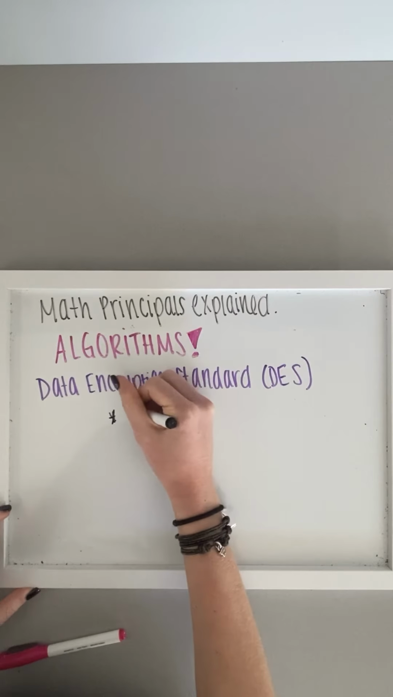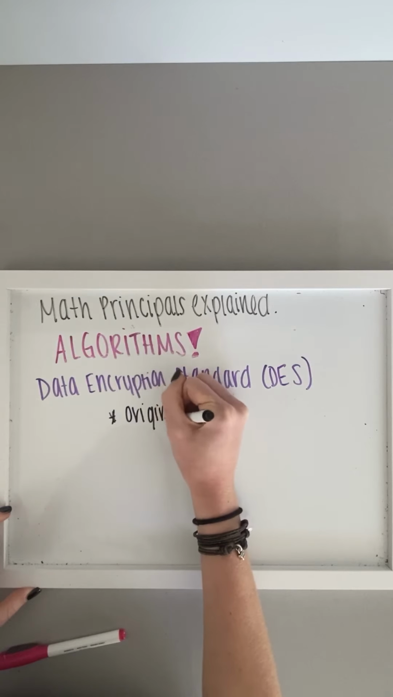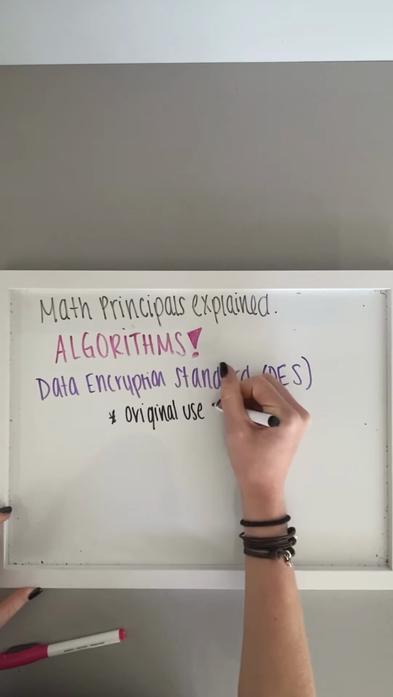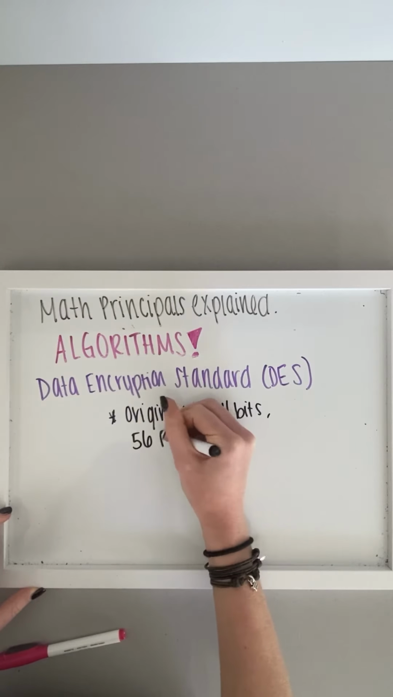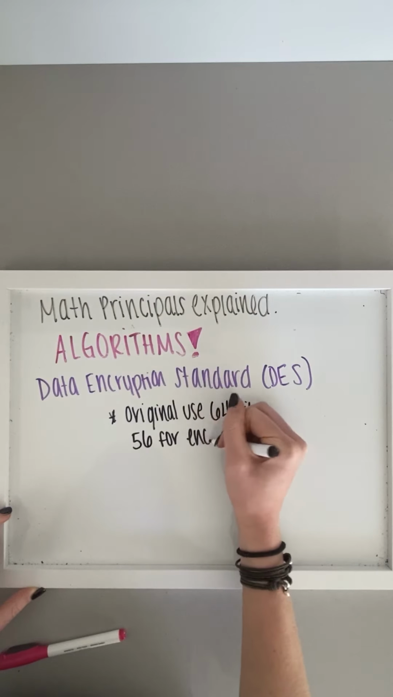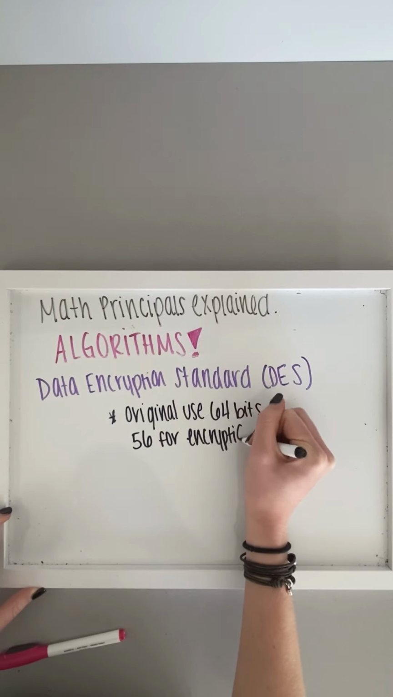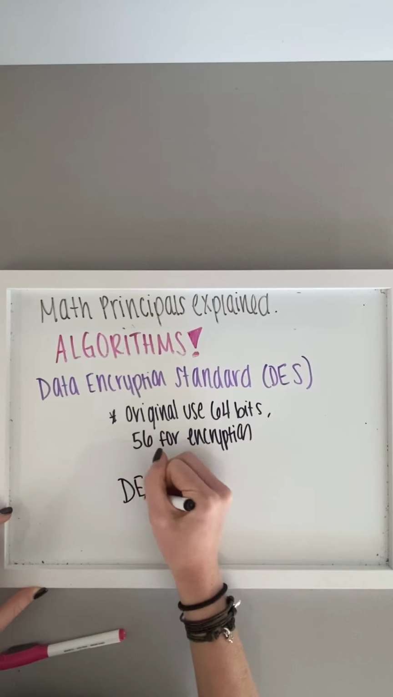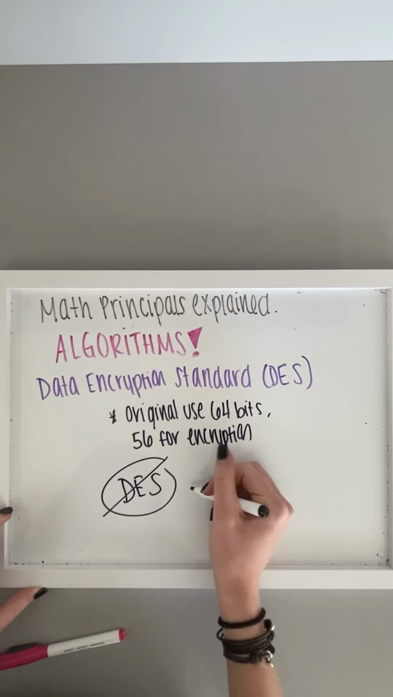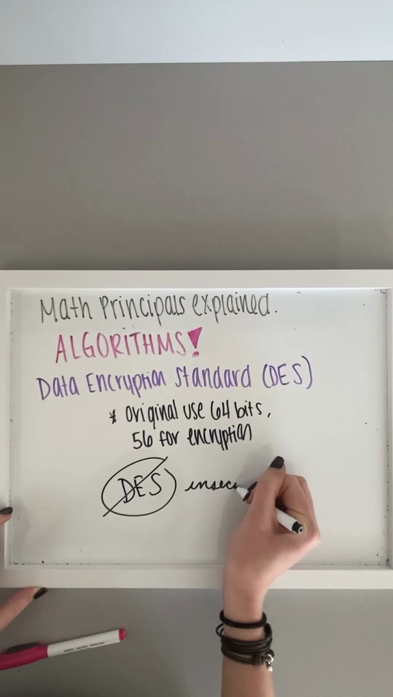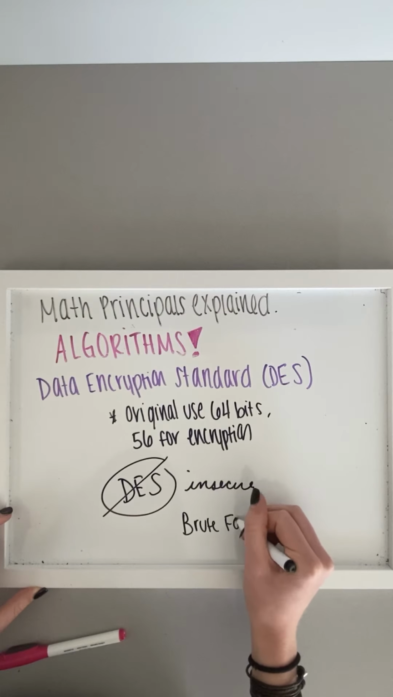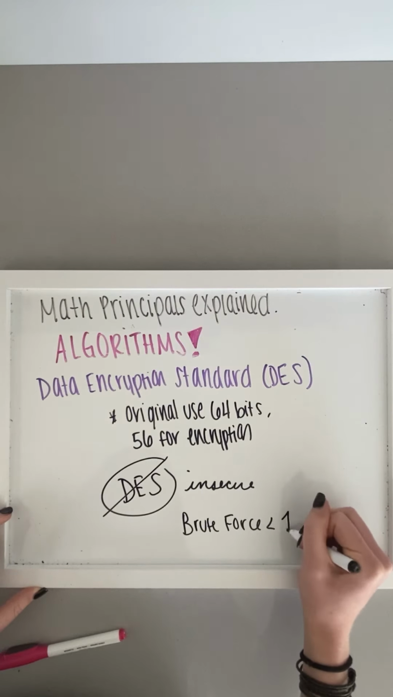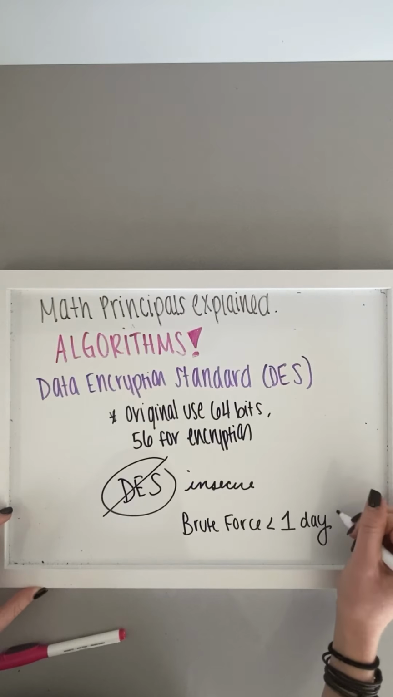Next we have Data Encryption Standard. This has an original use with 64-bit keys, but because some key bits are used for key integrity checks, only 56 are actually used for encryption and decryption. DES, or Data Encryption Standard, is actually no longer used because it is insecure and can be broken with brute force in less than a day.